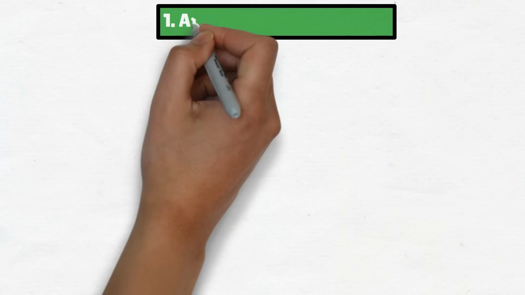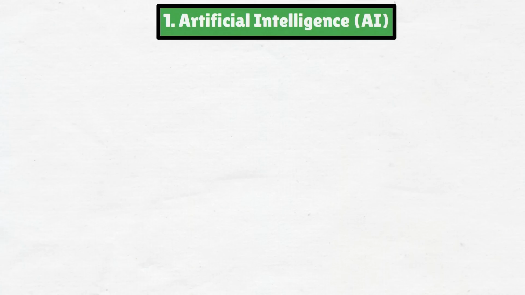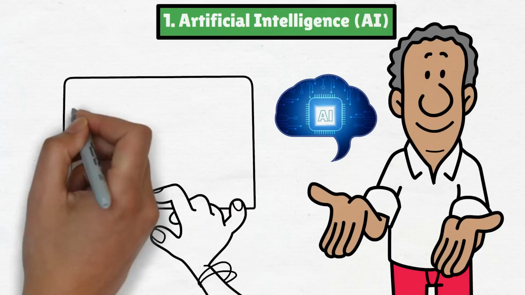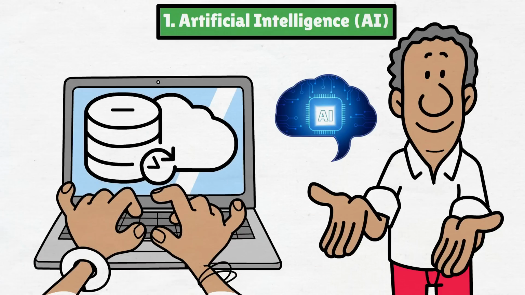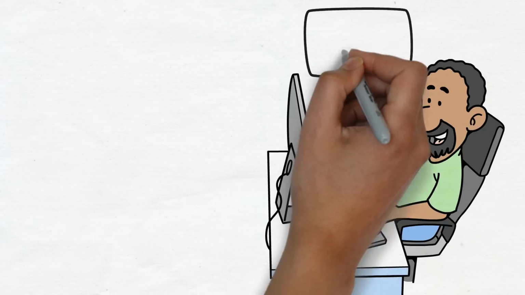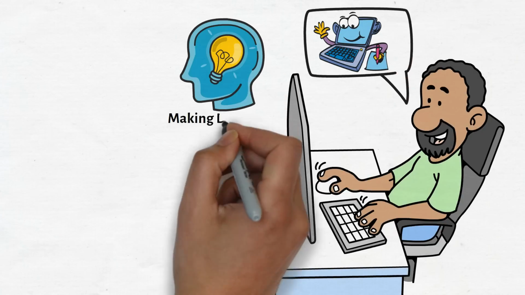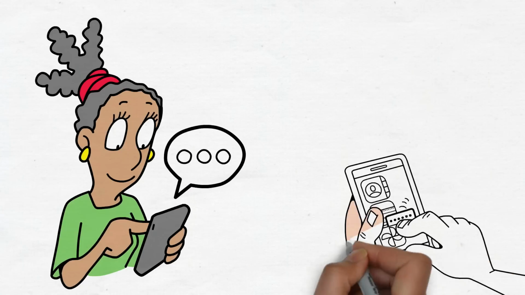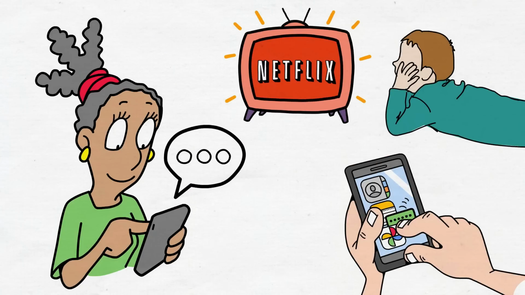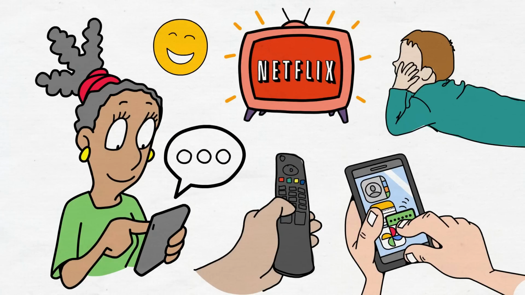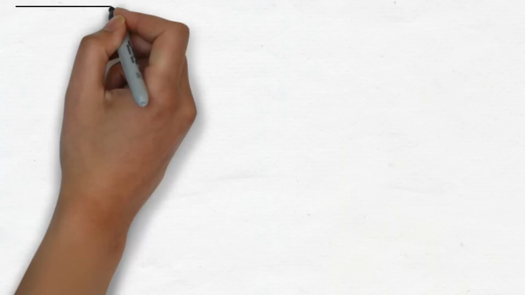1. Artificial intelligence, AI. Let's kick things off with artificial intelligence, or AI. AI is a broad concept where computers are programmed to perform tasks that normally require human intelligence. In simple terms, it's when we make machines smart enough to do things that only humans could do before, like making decisions, solving problems, or understanding language. AI can be found in many things you already use, like your smartphone, social media, or streaming platforms. For example, when Netflix recommends a movie you might like, it's using AI to predict what you're interested in based on what you've watched before.